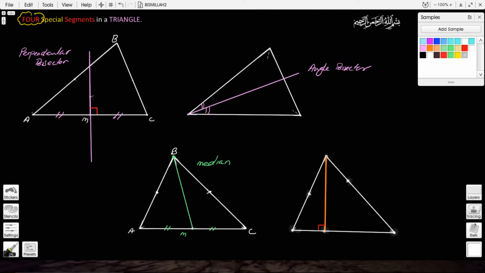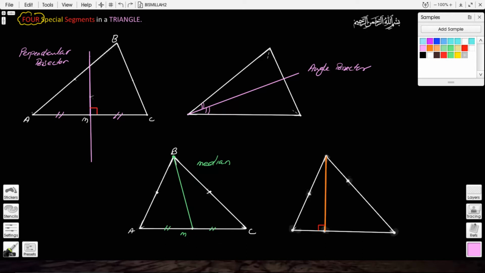The perpendicular bisector is perpendicular and goes to the midpoint. So if I were to superimpose the perpendicular bisector over here, it would be kind of like this, and this would be perpendicular. So there's a difference between the perpendicular bisector and the median. The median goes from the vertex to the midpoint. The perpendicular bisector goes to the midpoint and is perpendicular to that segment. So they are different.